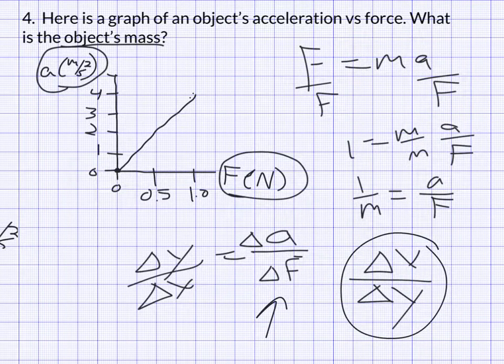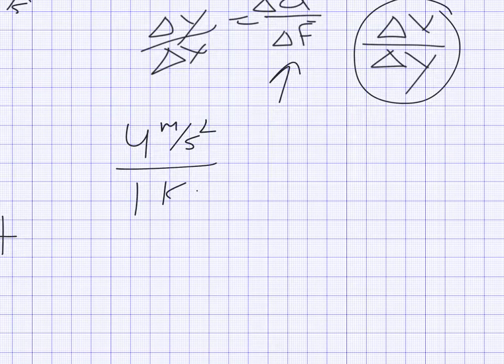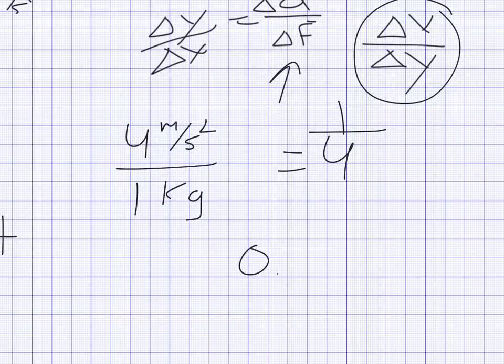So the line does go through 4 and 0, and it goes from 0 and 1. So essentially the slope of this line is 4. It's going to be 4 over 1. And let's go down here and do that. So I'm going to get 4 meters per second squared over 1 kilogram as my slope. But I don't want the slope, I want the inverse of the slope. So if I get an answer of 4, I'm going to take that and go 1 over 4. And 1 over 4 is just 0.25.